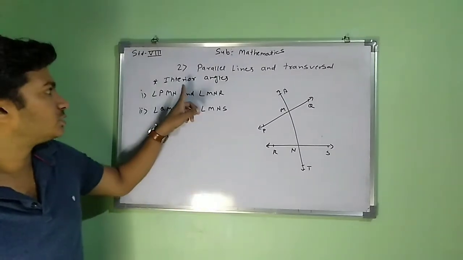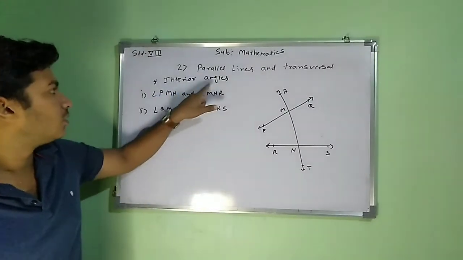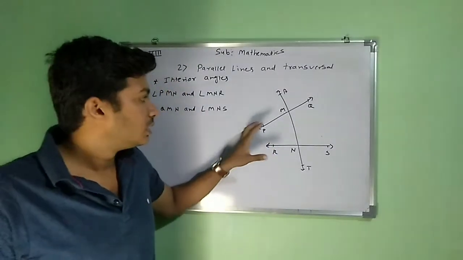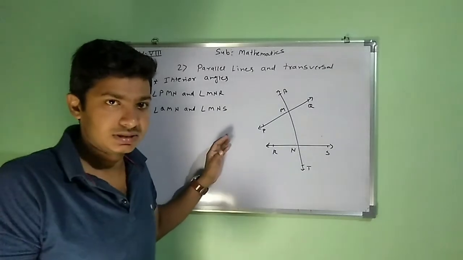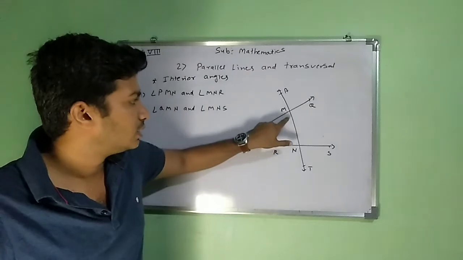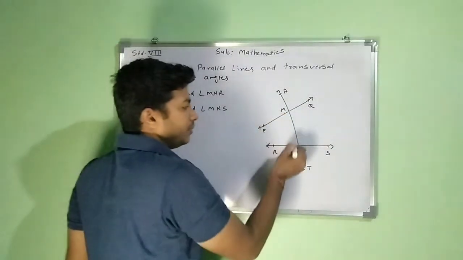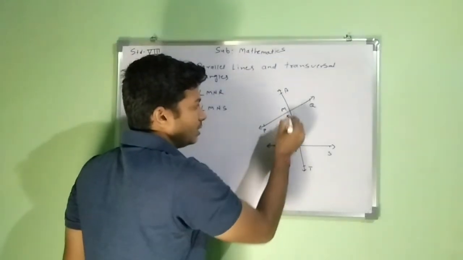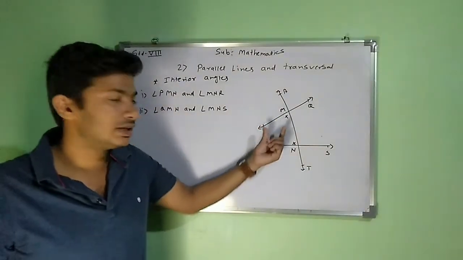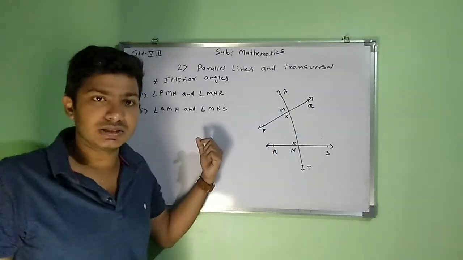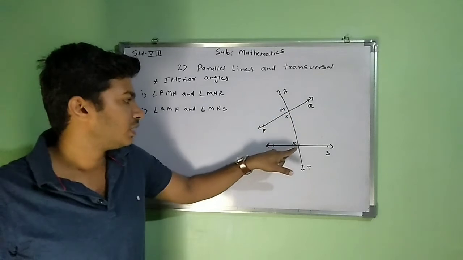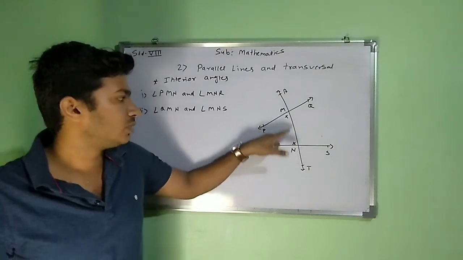So another type of pairs of angle is interior angle. Now what is meant by the interior angle? If you look at the diagram, the definition will be the angles which are at the same side of the transversal and inside the given two lines. So here these are two lines, and look at this angle PMN and this angle MNR. If you carefully look, these two angles are inside the given two lines and on the same side of the transversal. So these two angles are called interior angles. That means angle PMN and MNR are interior angles.